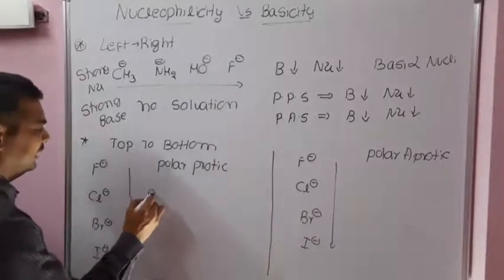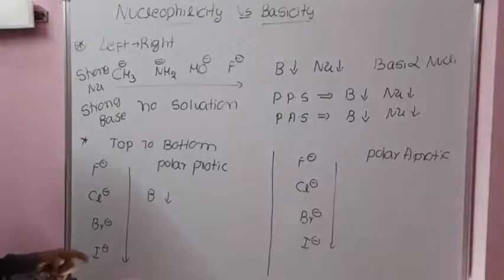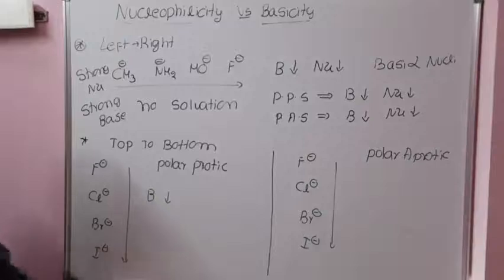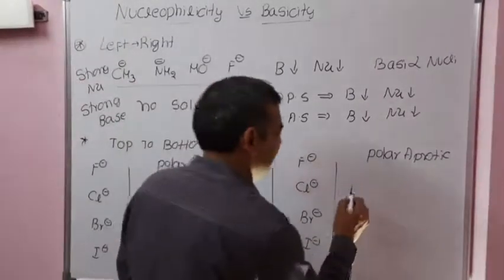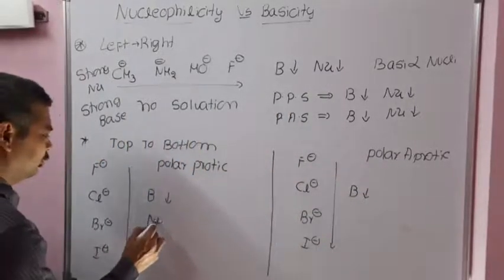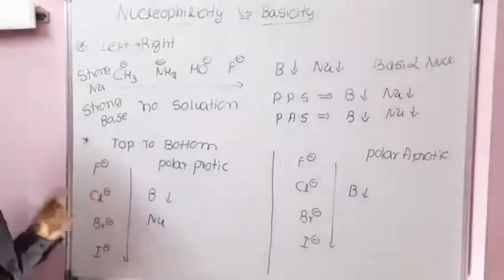Definitely basicity decreases, no doubt. Strong base, weak base, because its corresponding acid HI is a strong acid, giving a weak base. Basicity decreases in polar aprotic or protic solvent. Basicity definitely decreases from top to bottom. Whereas coming to nucleophilicity, since size matters, there is a solvation effect.